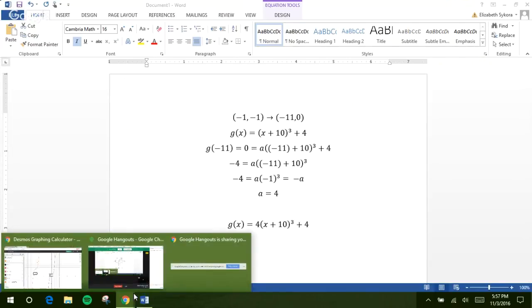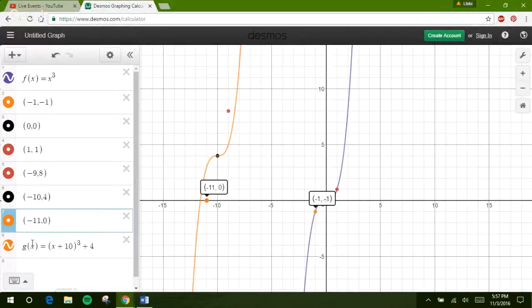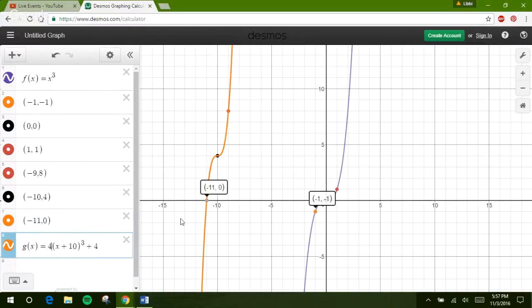So let's go over and graph that. So here we go, g function. Let's try multiplying it by 4. Oh, bingo, that is exactly what we want. So now you can see that all 3 points that we were given lie on this new line, this g of x.